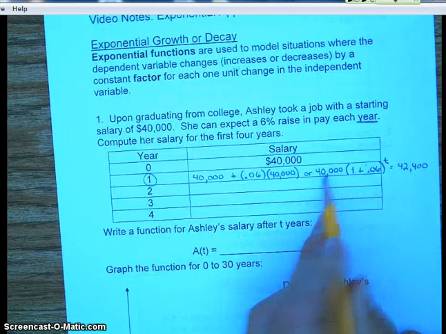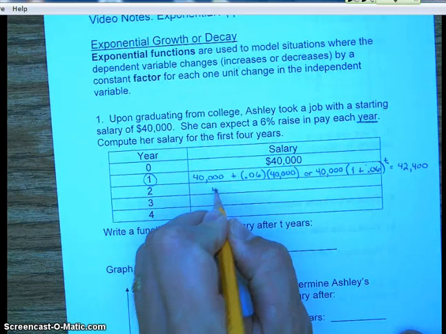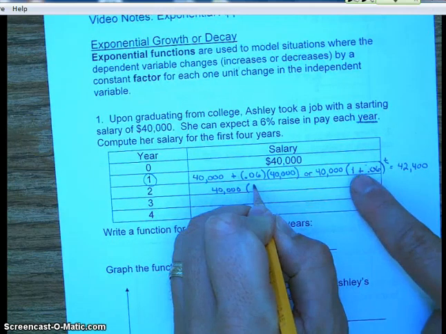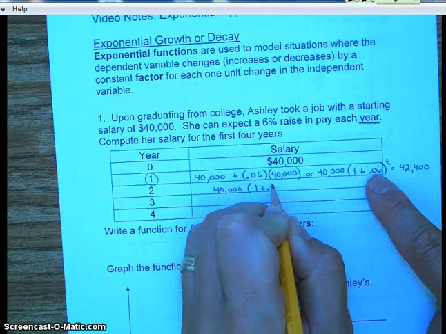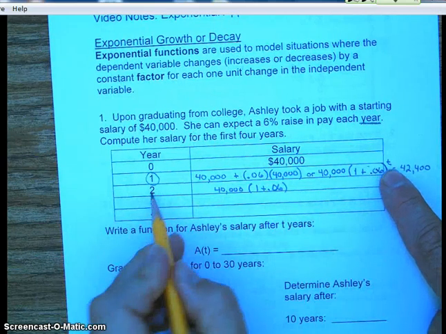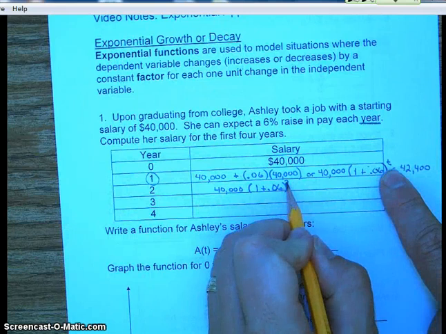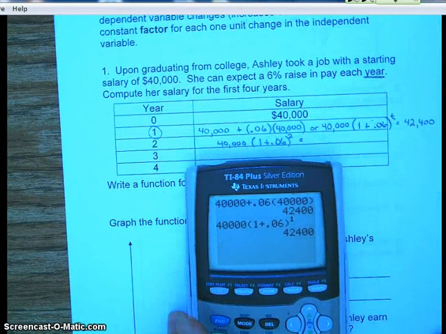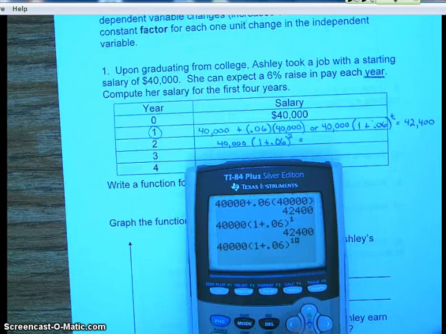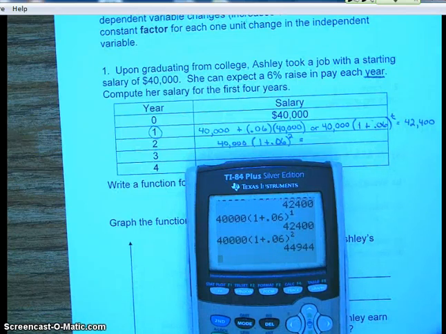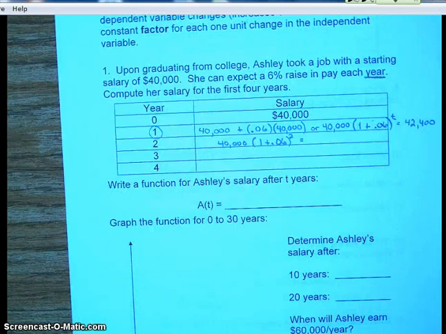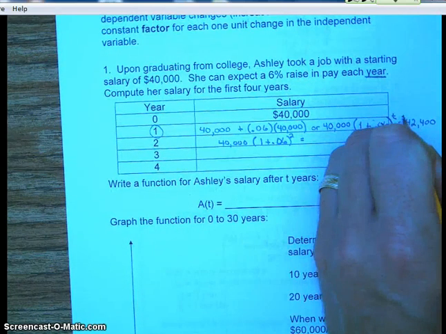Second year comes along, and we're going to use our formula here. We're going to start with our initial. We started off with $40,000, times 1 plus 0.06. This time is 2 years. So now I'm going to put this in my calculator, and this time I'm going to change it to 2. So this second year she will be making $44,944.